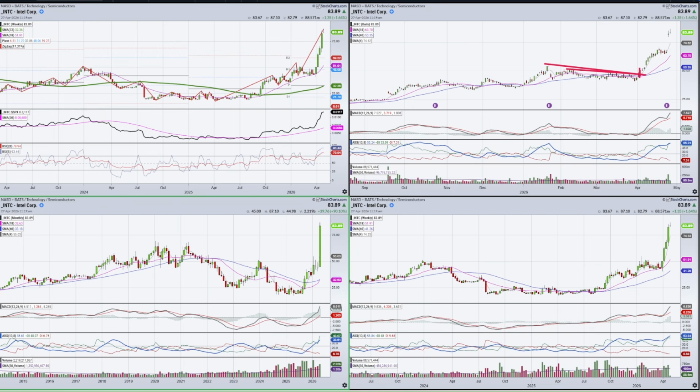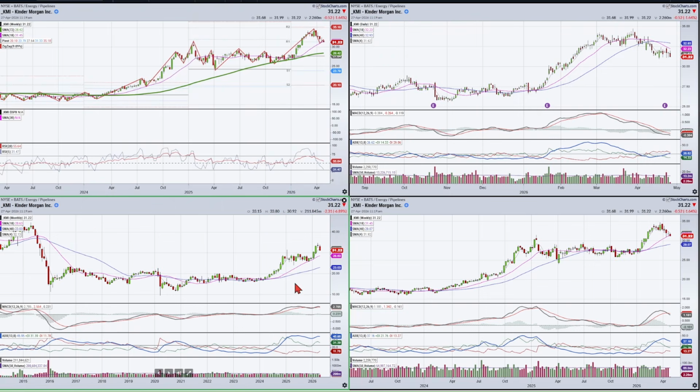Let me give you a different example of how that could play out. Let's look at a stock like Kinder Morgan. Now, on the monthly chart, we showed a pullback to a rising 18-month line with tremendous power in the ADX. ADX showing a lot of strength, okay? So during this pullback, we can look to be a buyer.